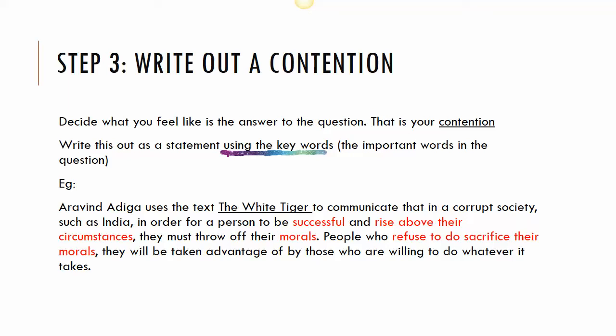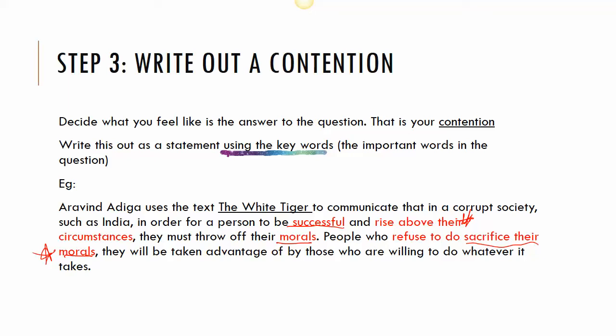Okay, so what I've done is I've used those words successful and morals, and I've got some synonyms in there as well, like rise above their circumstances, refuse to sacrifice their morals. So I've got a little bit of synonym going on too.